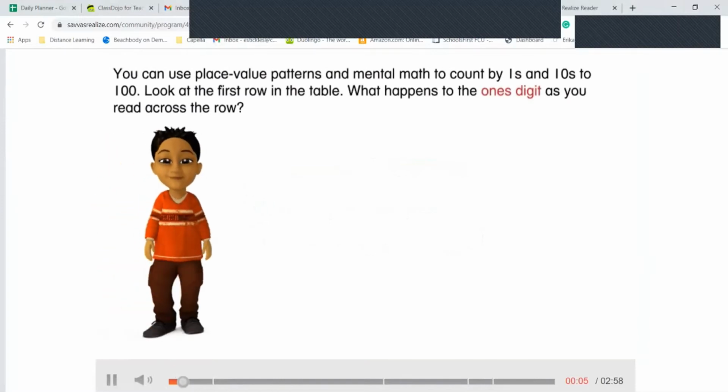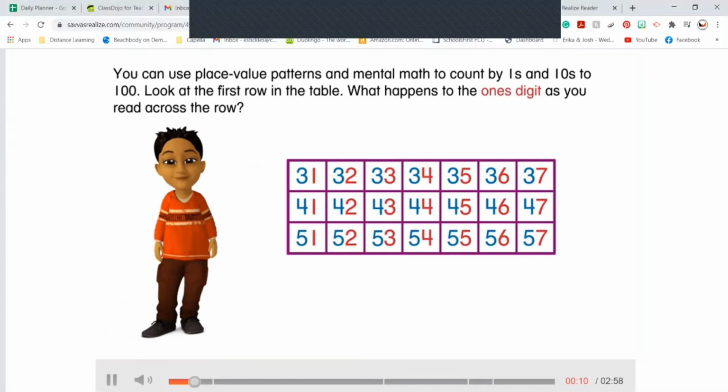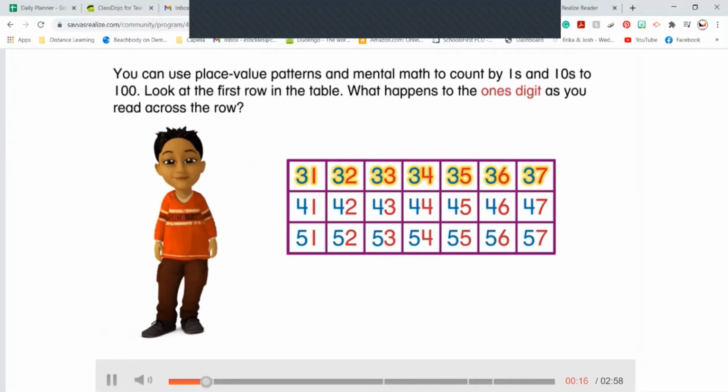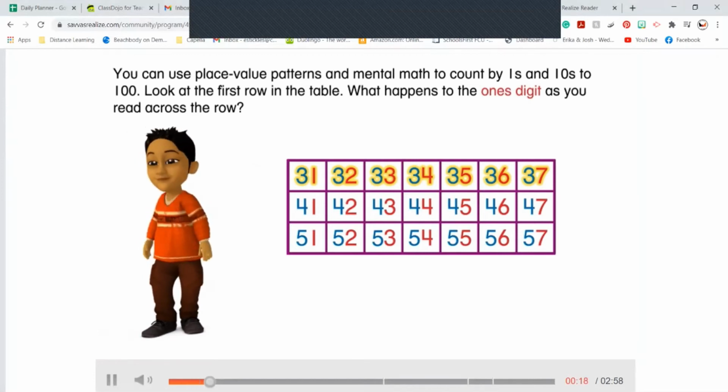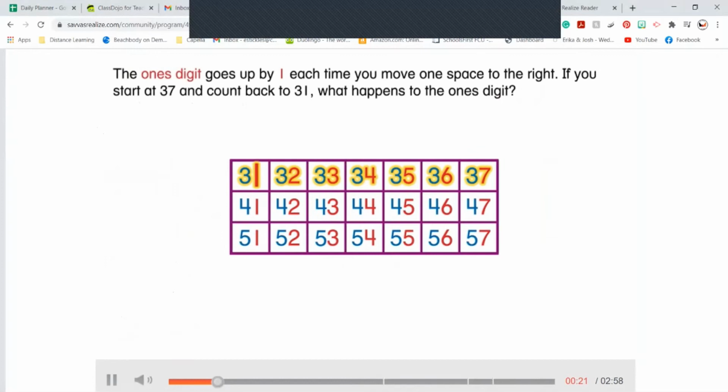You can use place value patterns and mental math to count by ones and tens to 100. Look at the first row in the table. What happens to the ones digit as you read across the row? They go up by 1. So it goes 1, 2, 3, 4, 5, 6, 7. The ones digit goes up by 1 each time you move one space to the right.